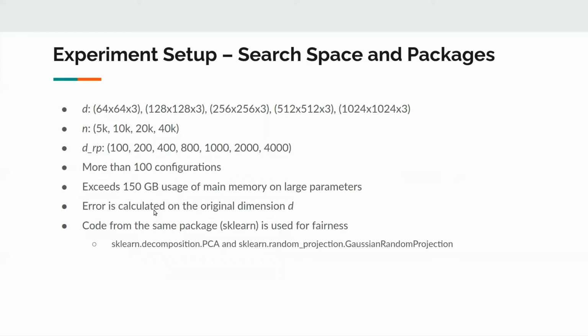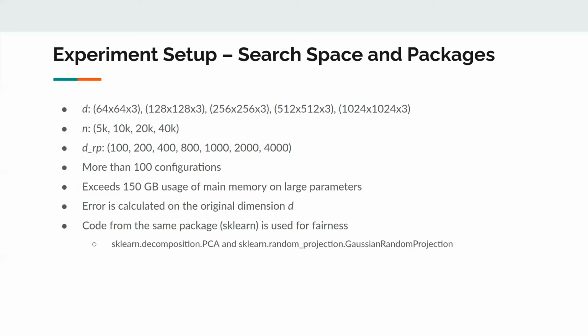On the screen, you can see the parameters we have tried. We tried 5 different image sizes and 4 different total number of images. Also, reduced dimension parameters for the random projection method are shown on the screen, which is dRP. When we consider all possible combinations, it is more than 100, so it takes a considerable amount of time. And because we have taken time measurements, other processes may sometimes intervene, and as a result, we might get inaccurate results. That's one problem. Also, these algorithms require a lot of memory.